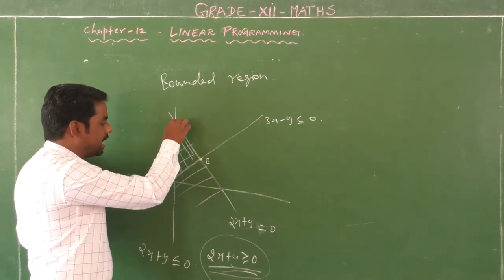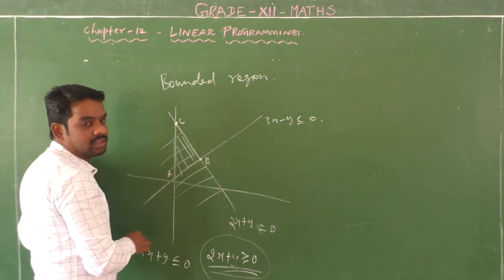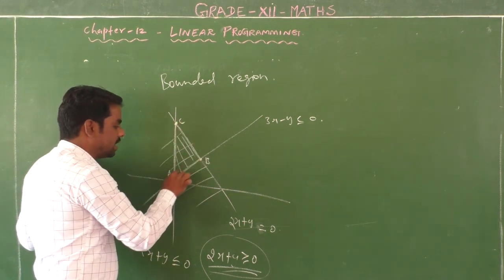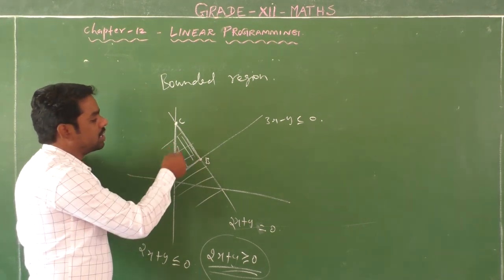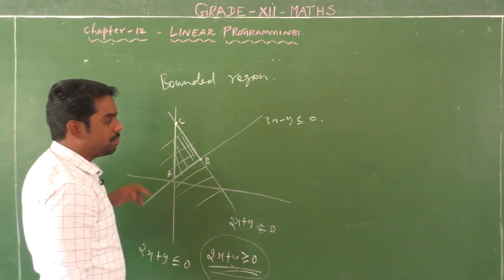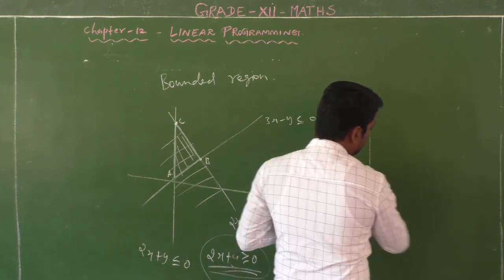The boundary lines are AC, AB and BC. This is a boundary line. So this region is a bounded region. Here we have four sides as boundary lines. So this is a bounded region. Suppose the given constraints are different.